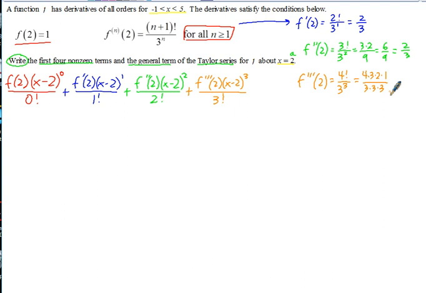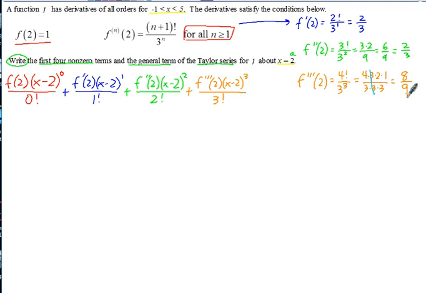And notice what reduces here. One of those 3's reduces out. It'll just be 1, and that's it. So we're left with 4 times 2 times 1 is 8, over 3 times 3, 9. So they aren't all 2/3. Those two just happen to be the same.